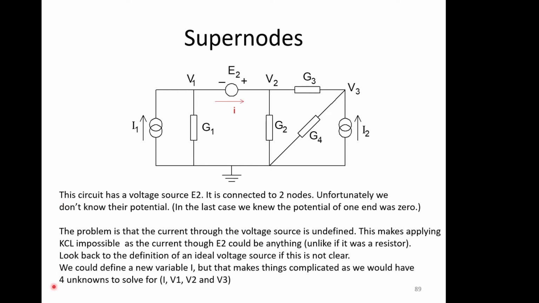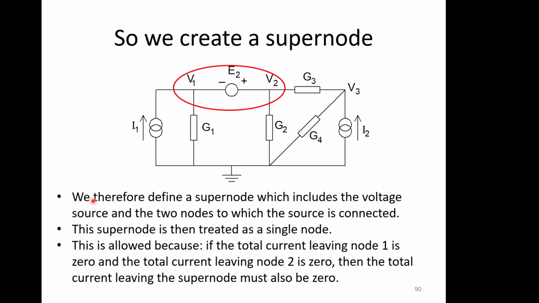What we're going to do is introduce a bit of a shortcut by introducing a thing called a supernode. A supernode, this is the supernode, is the two nodes and the voltage source that we're a bit unsure about what the current is. So we would define this as a supernode. A supernode is just a connection of two nodes, really. We then treat this supernode as if it was a single node. And this is allowed because if the total current leaving node 1 is 0 and the total current leaving node 2 is also 0, then the total current leaving the supernode must also be 0.